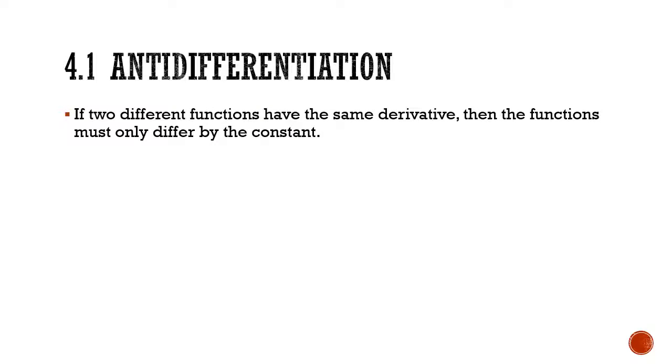Okay, if two different functions have the same derivative, those two functions must be different from each other only by the constant term. Like we just saw, x squared plus 1 and x squared minus 10 give you the same derivative. So the only difference between the two functions is that constant term.